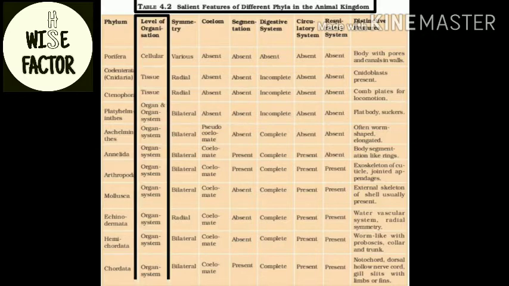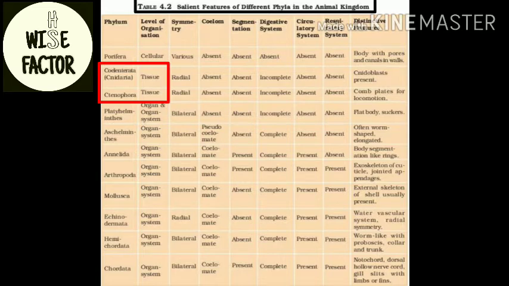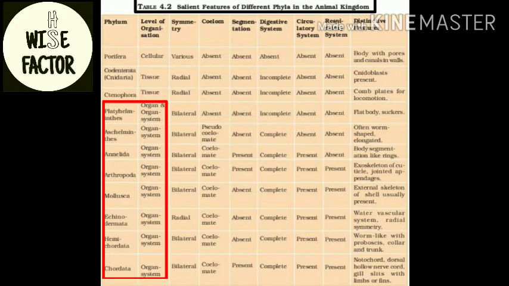There are basically three levels of organization. First, cellular, second, tissue level, and then organ or organ system level. In order to remember this distribution, the easiest way is that the cellular level, which is the simplest form, is related to only one phylum, which is Porifera. That means cellular 1. Next, tissue 2. Since tissue comes next to cellular, its position is second. So, two phyla are related to tissue level of organization, which are Coelenterata and Ctenophora. And all the rest of the phyla have organ system level of organization.